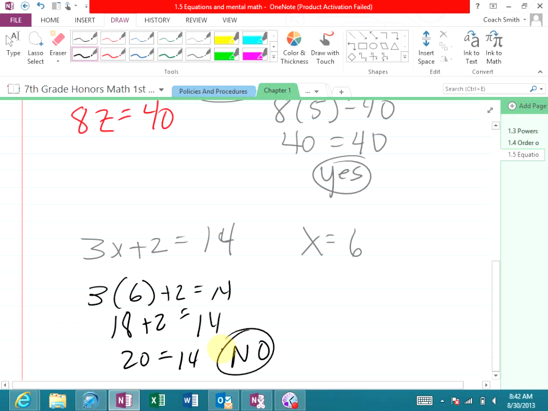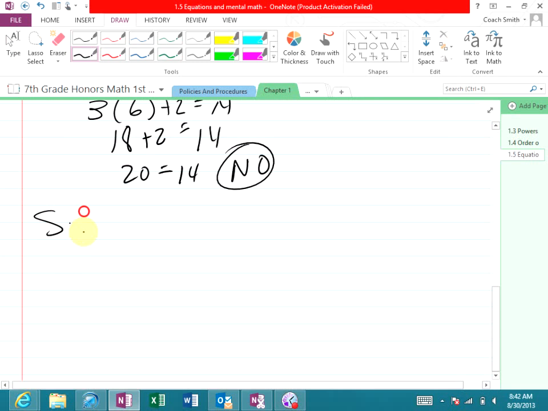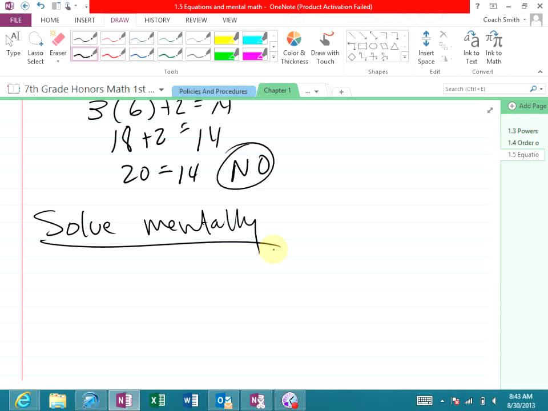Now, the other type of problem you're going to have is this. You're going to have to solve equations mentally. Now, these are going to be very simplistic equations. Okay, because I just want you to start thinking through the process of what it takes to solve something.